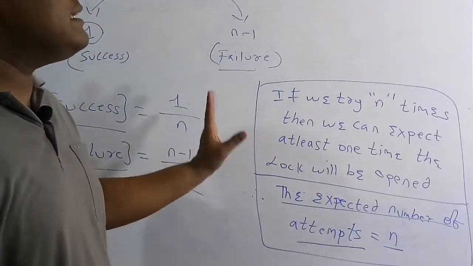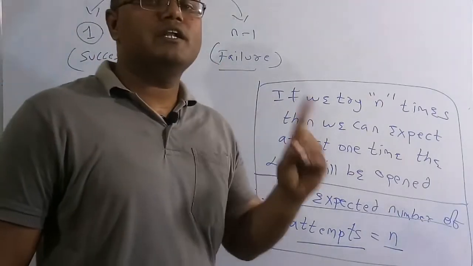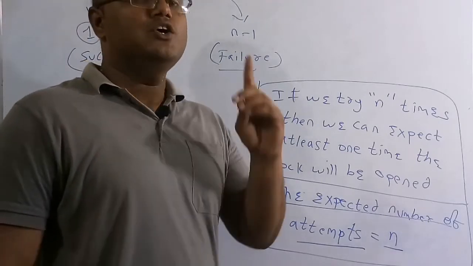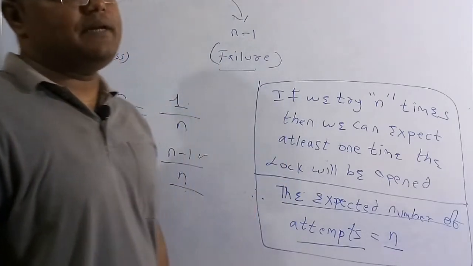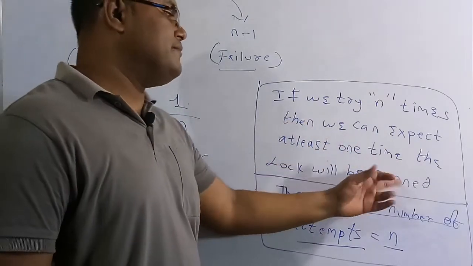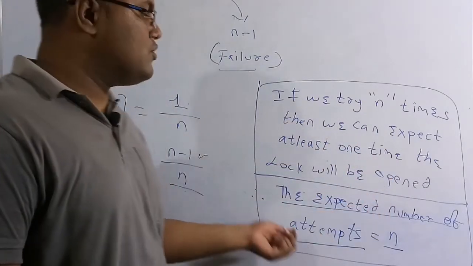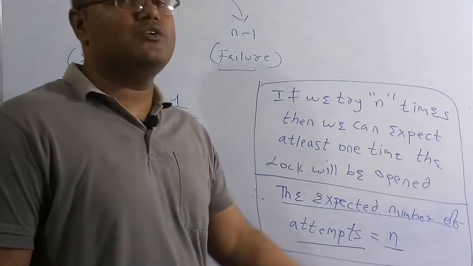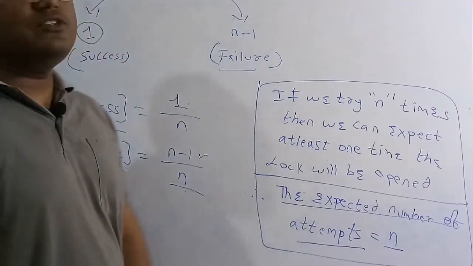So if you have n keys, definitely the expected number of attempts is equal to n times to open the door at least one time. So therefore if you try n times, then we can expect at least one time the lock will be open. So therefore the expected number of attempts is equal to n. So n is the correct solution of this question.